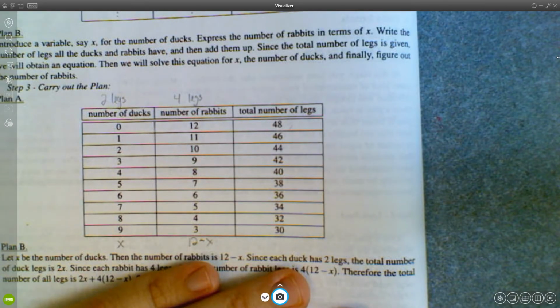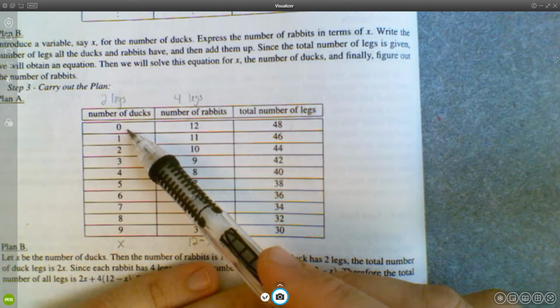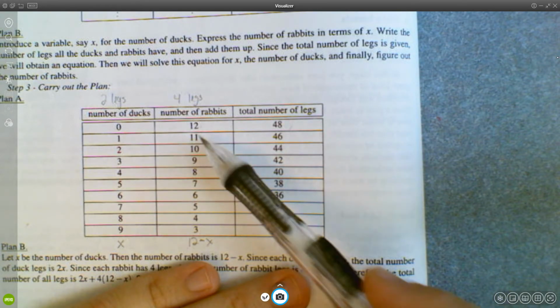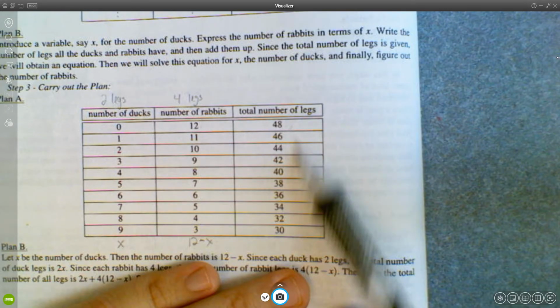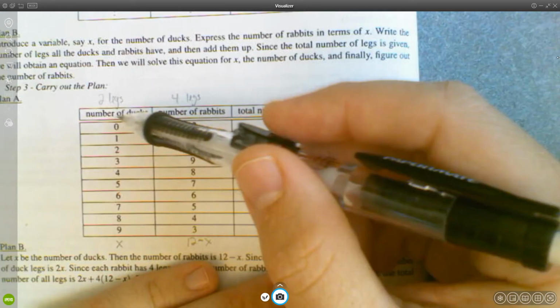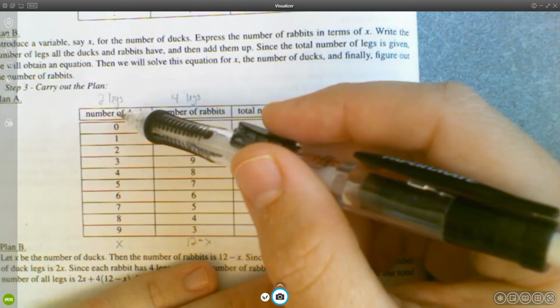And you can see that this is what we're doing, right? 12 times 4 plus 0 times 2 is 48. 11 times 4 is 44, plus 1 times 2, that's 44 plus 2, that's 46, right? And so on. So what are we doing? We're doing number of ducks times 2 plus number of rabbits times 4. That's how we get this column over here.